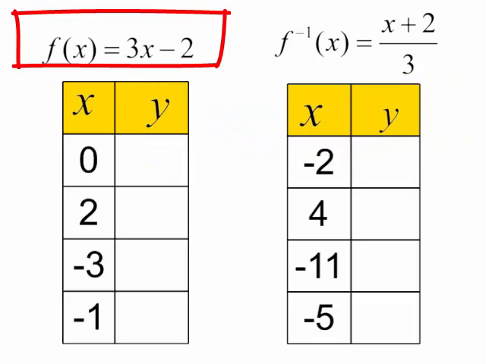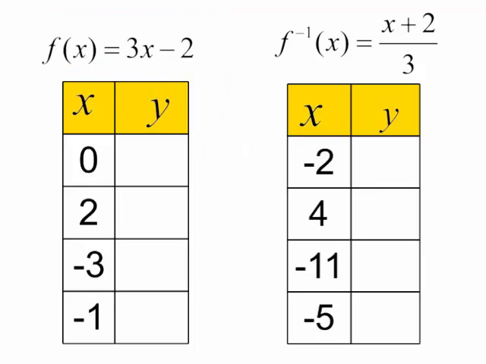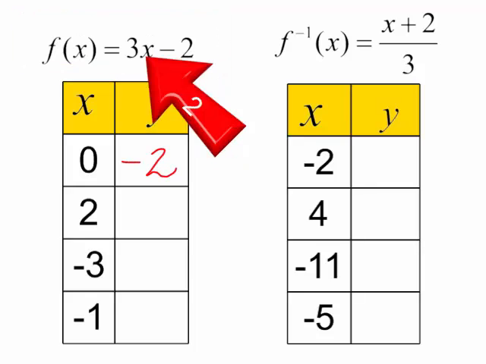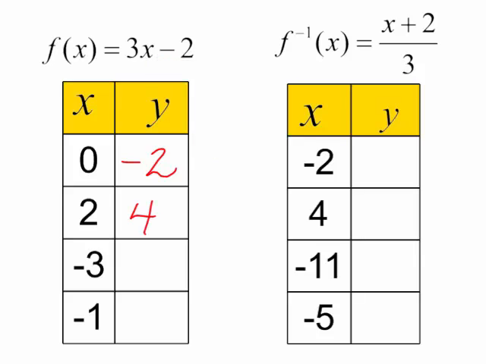We will begin with f of x. Let's plug in 0 for x, the domain. When I plug in 0, 3 times 0 is 0, minus 2 will be -2. Plug in 2, 3 times 2 is 6, minus 2 is 4. And I will continue plugging these in and getting values for my range.